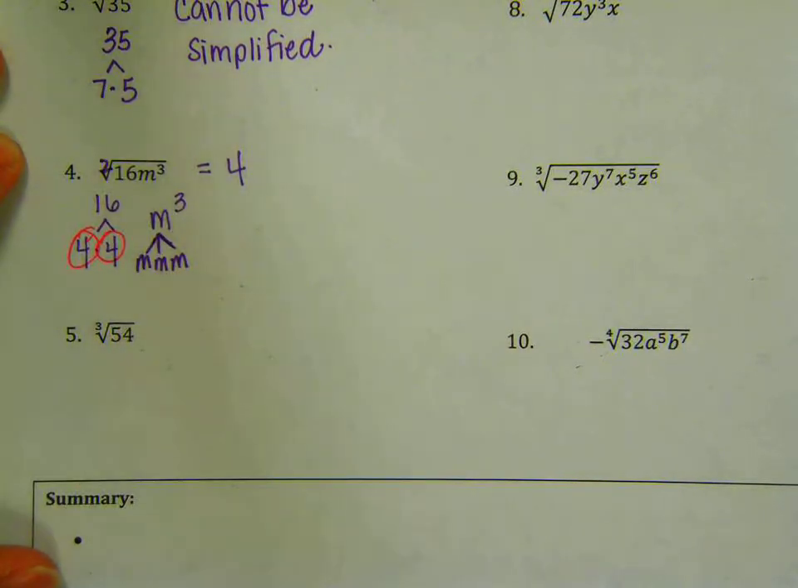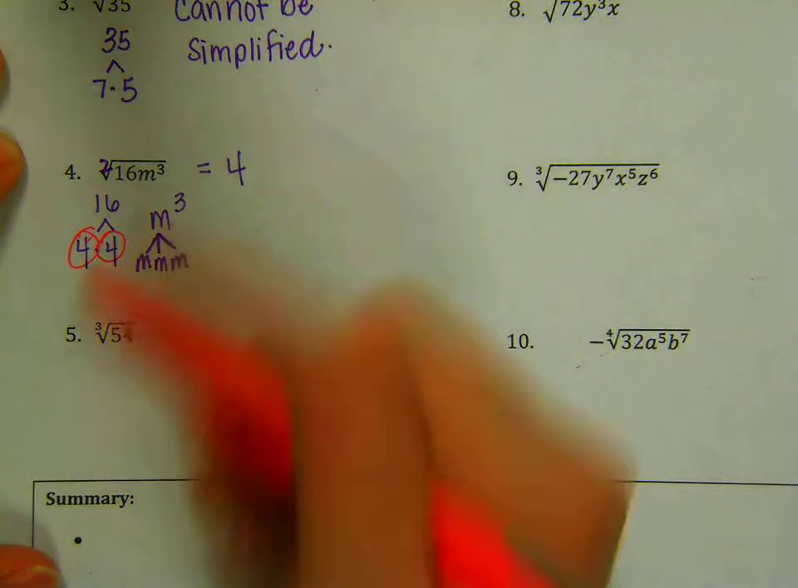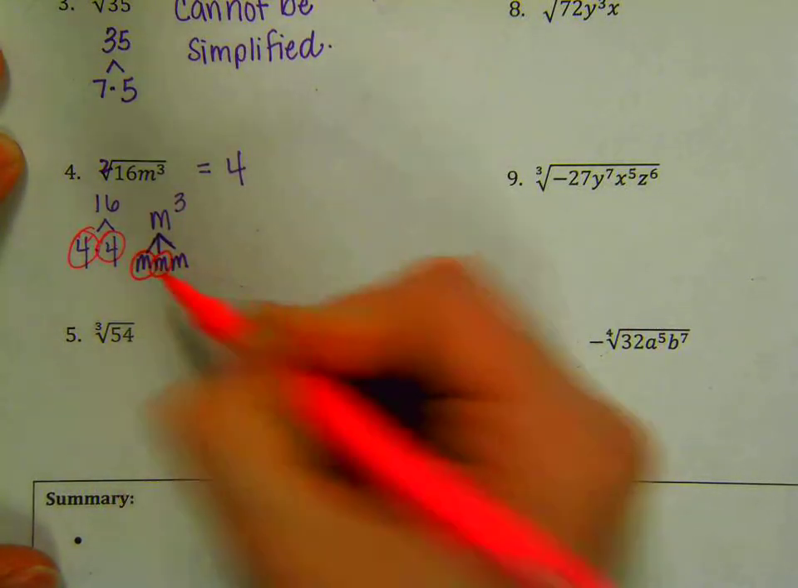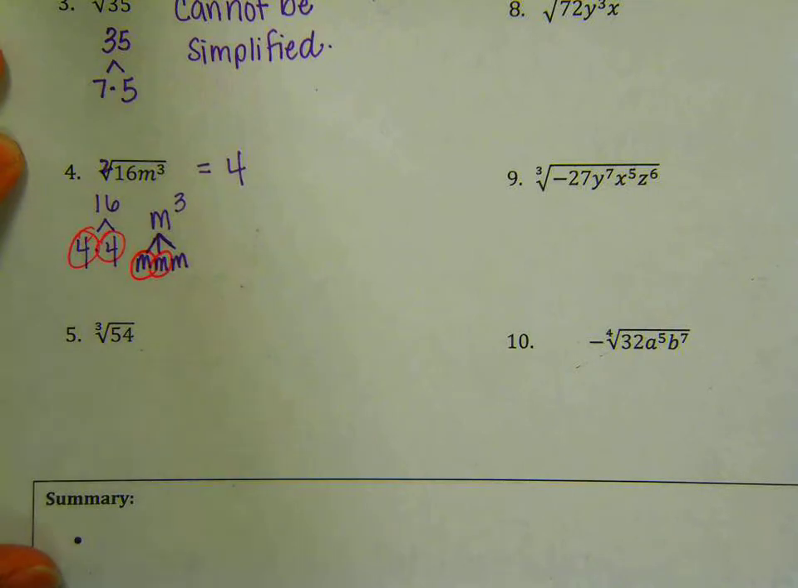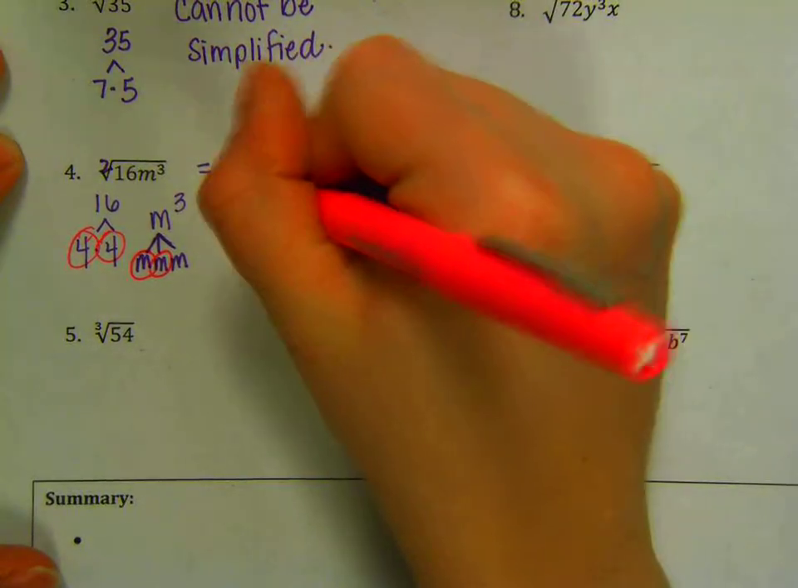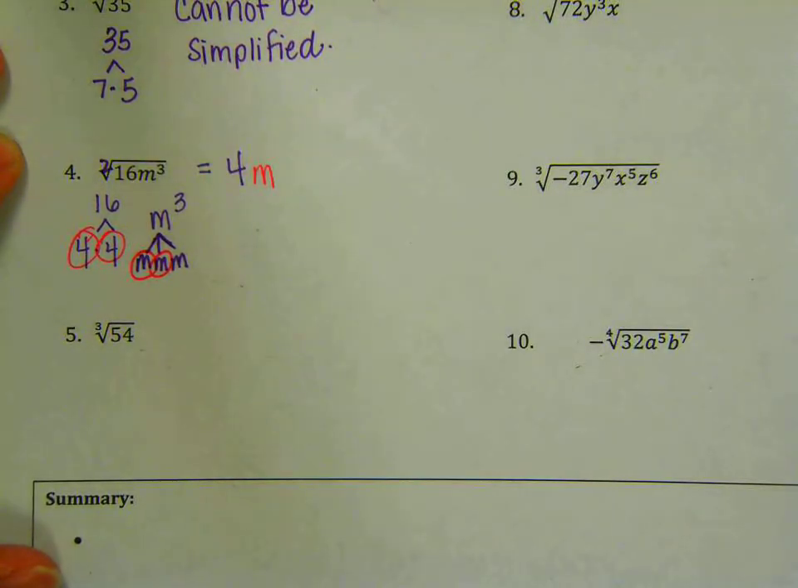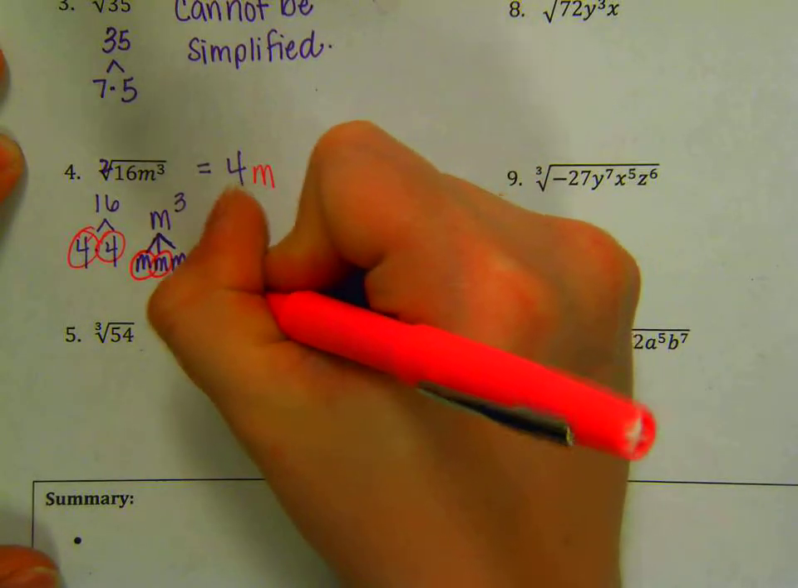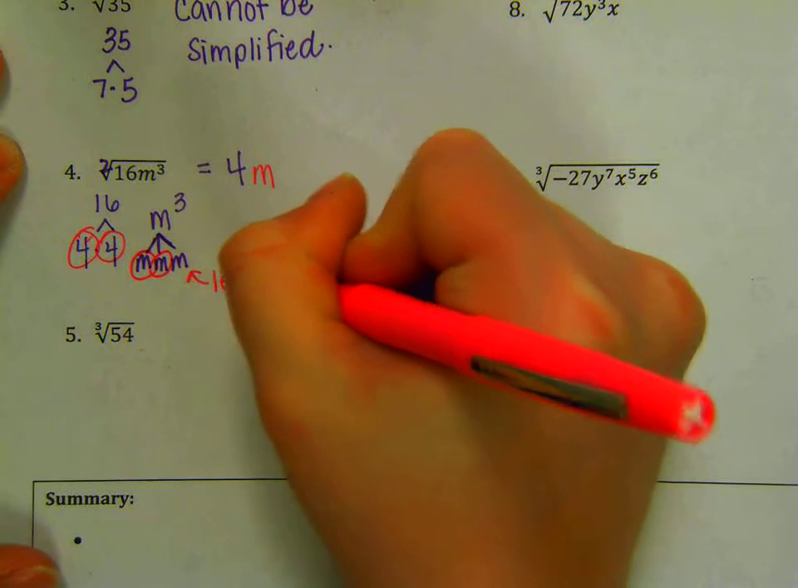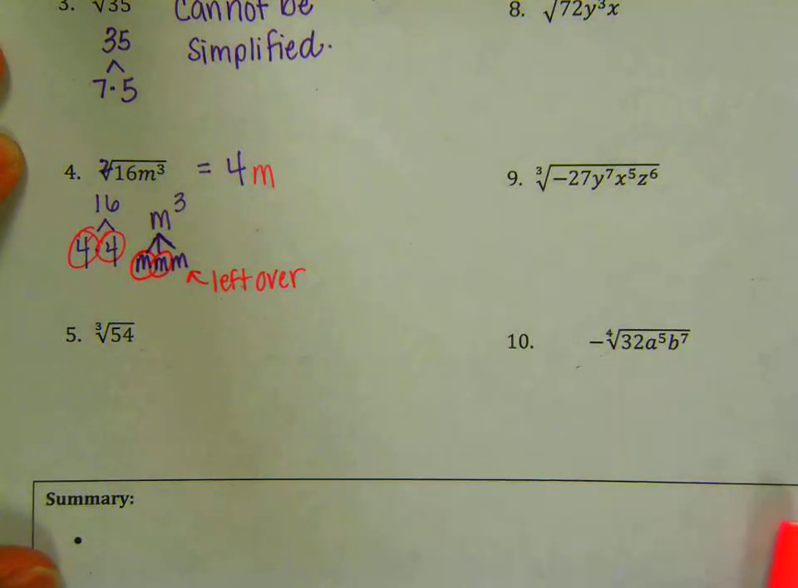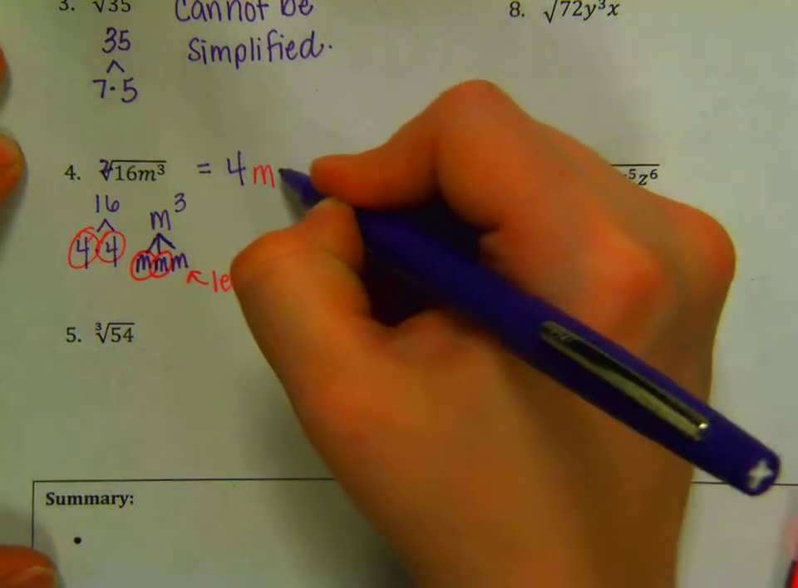So I have a set here, which means I can write that as one book all by itself. But what's left over in my hand? An m, exactly. So left over, that will go underneath my radical as just one m.